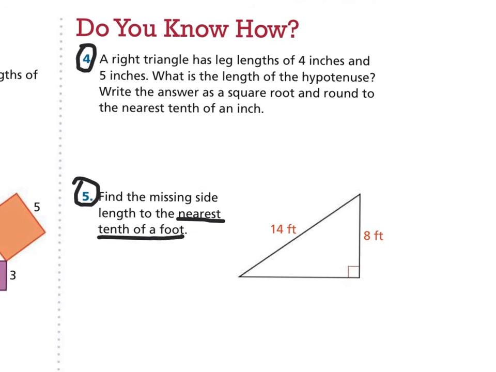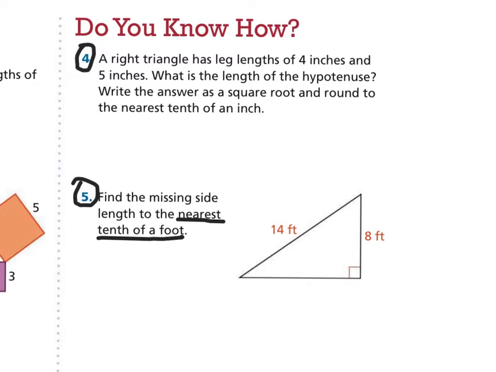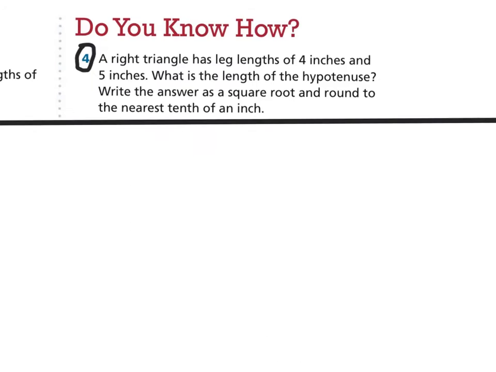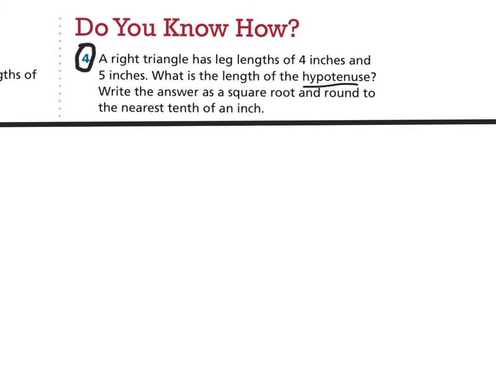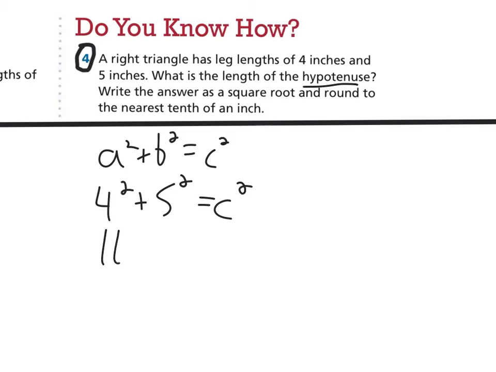Number 4, they're just giving us a problem here again. If you want to draw a picture out, you can. This time they're wanting us to find the hypotenuse. The legs are 4 and 5. So if we square those, we can add those together since they're on the same side.